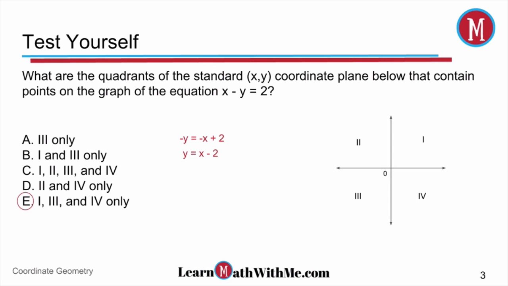And I get the form y equals x minus 2. And so I can do a rough sketch of the graph of that equation where we have the y-intercept of minus 2 and slope of 1. Then when we graph this line, it's fairly easy to see that the quadrants that contain this graph are 1, 3, and 4.